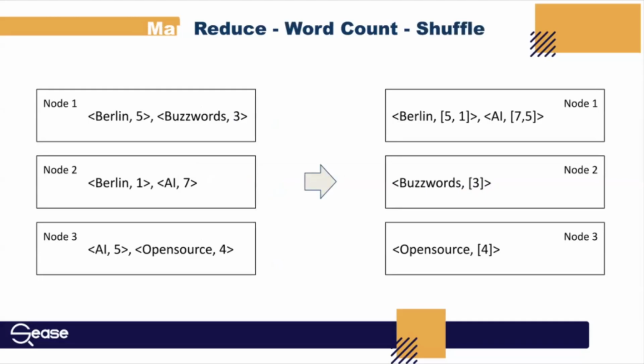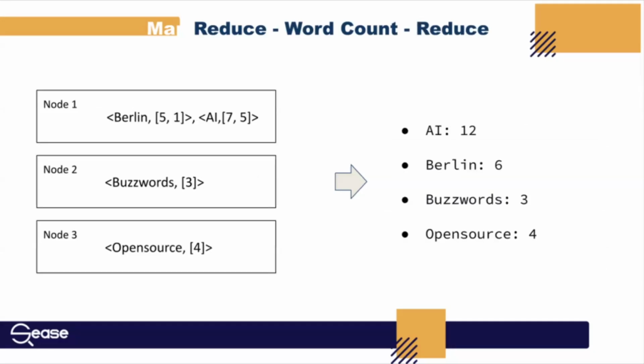Afterwards, the framework shuffles all the results and can combine together all the values with the same key. This is really high level, so I'm not focusing on a specific implementation or framework. For example, in node 1, we have the word Berlin with 5 occurrences. The result of the map on node 2 has Berlin with 1 occurrence. So we group together these 2 values.